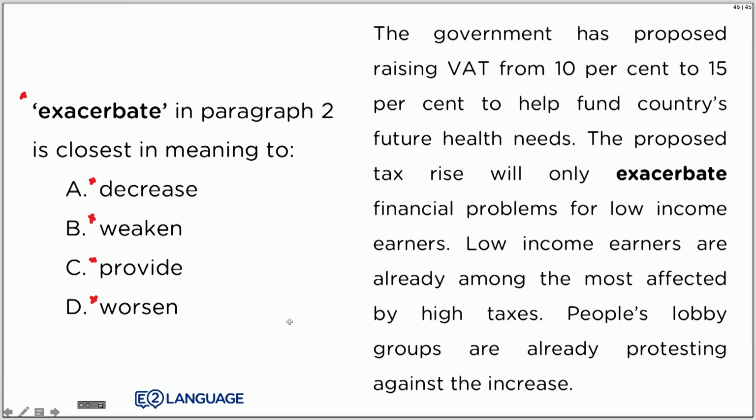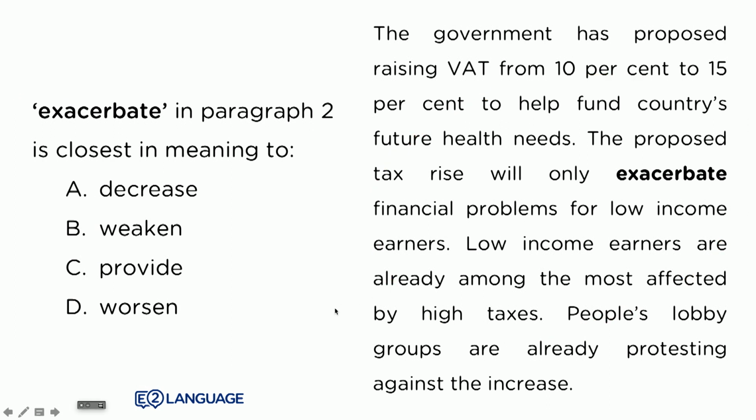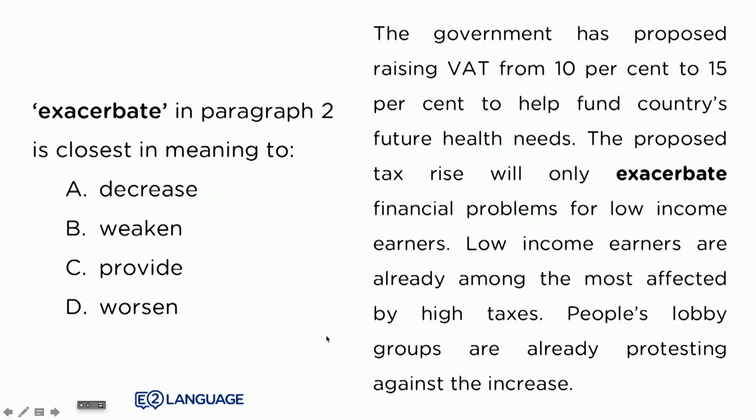If you know that, that's good, but you still might need to read the passage itself, because there may be two that will be similar, like weaken and worsen, for example, and it's only the context from which you will be able to select the correct answer. So that's step one. Step two, locate the word in the passage and read that sentence.